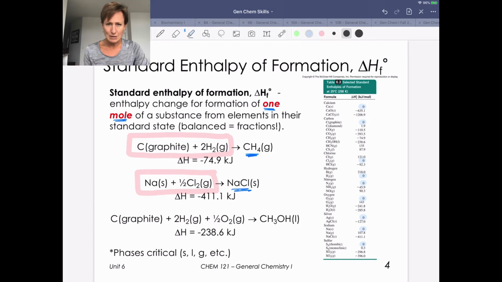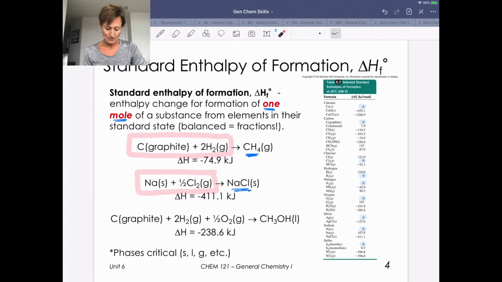Just like your periodic table can be a great cheat sheet, your Appendix B can be a great cheat sheet for how you find things in its elemental form. All right, so looking again, if we look up sodium chloride here, we're going to have minus 411.1 kilojoules.